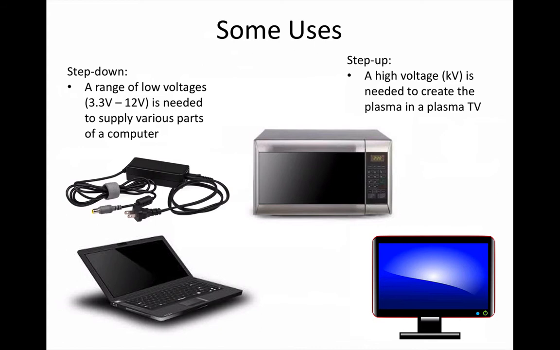One example is the household computer. That will need a few separate power input lines with different voltages. So 12 volts might be needed to run the disk drives and the cooling fans, while the logic circuits need 5 volts. One other device that needs a high voltage is a microwave oven. That runs on mains voltage but has to step it up to 5,000 volts. Plasma TVs also need step-up transformers.